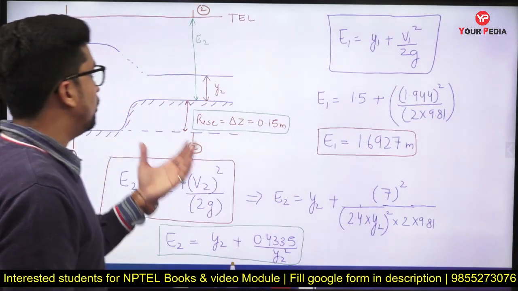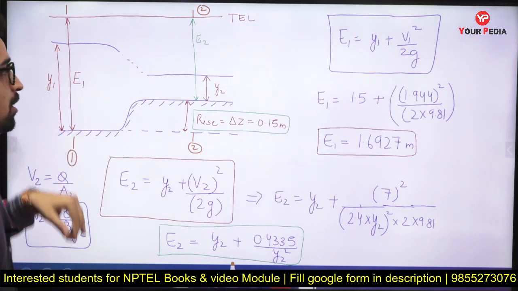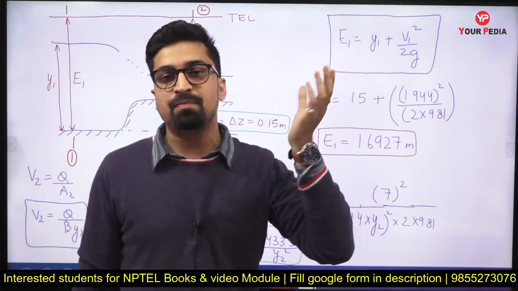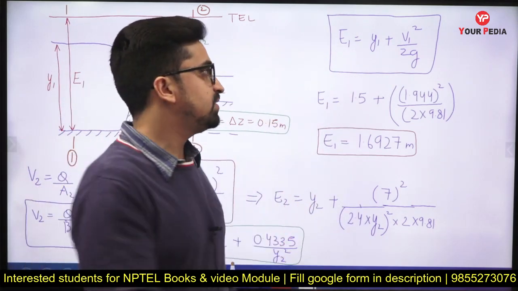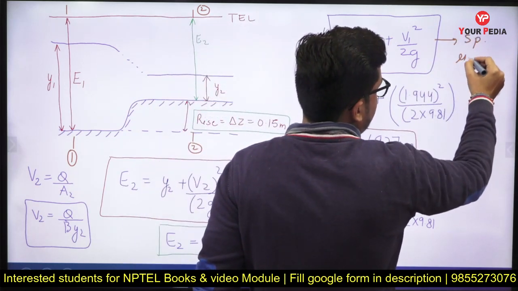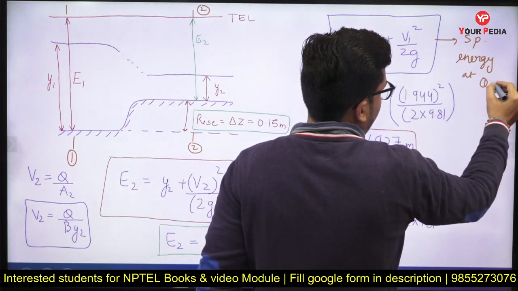Now we can also calculate that the specific energy at section 11 will be equal to y1 plus v1 square by 2g. This is basically the specific energy at section 11, right?